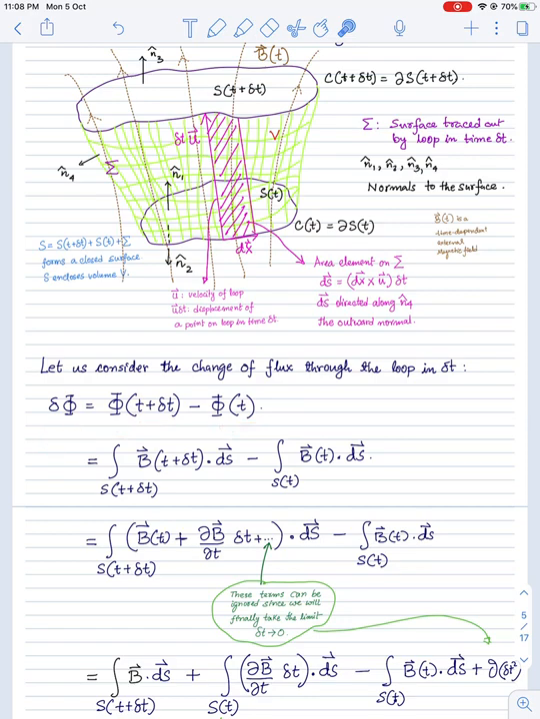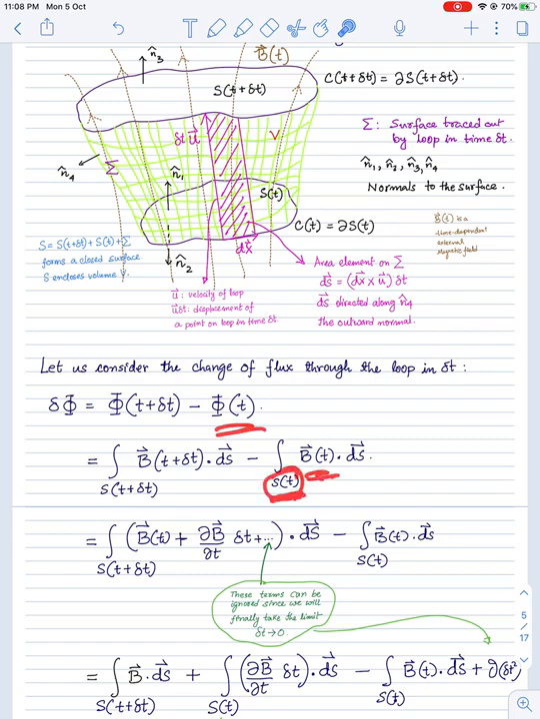t, minus the flux at t. Okay, this is a very simple statement. This is the change that we want, the change in flux in time delta t. Now we just write out the expression for the flux. At time t plus delta t, we have to take the magnetic field at time t plus delta t and integrate it over a surface which is at t plus delta t, which is this surface enclosed by the loop.